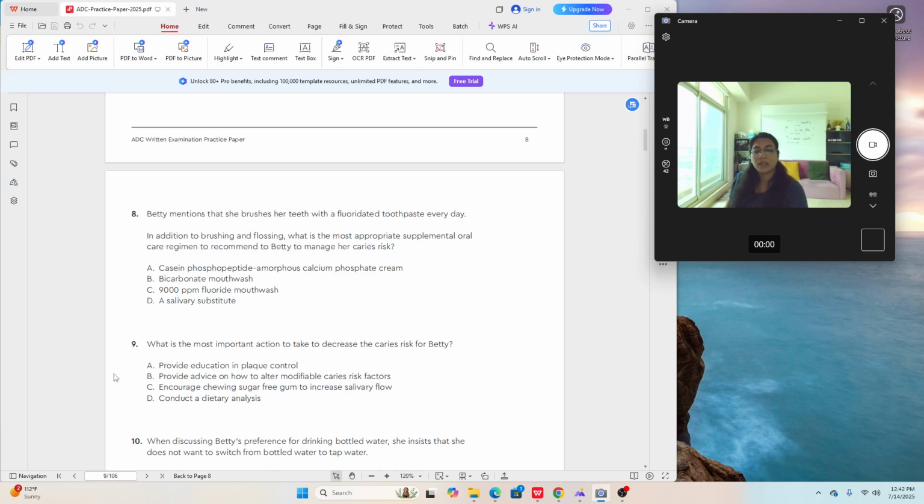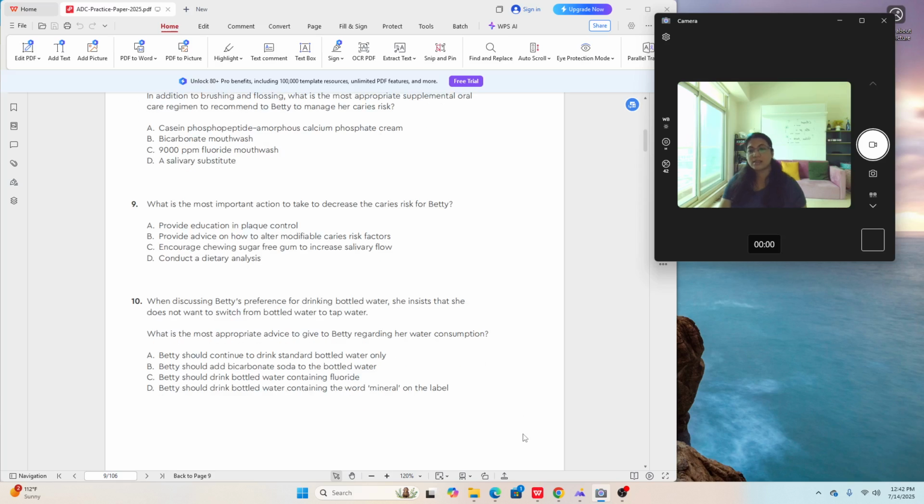You understand my point? Conducting a dietary analysis is you understanding her diet, but you're not taking any action on it. The thing which makes you take an action is providing advice on how to alter modifiable caries risk factors. Action is a word where you have to act. So option B is making you act and change something for the benefit of the patient, hence that answer. Tricky question. If you get confused between answers, it's not your fault. It is a tricky question.